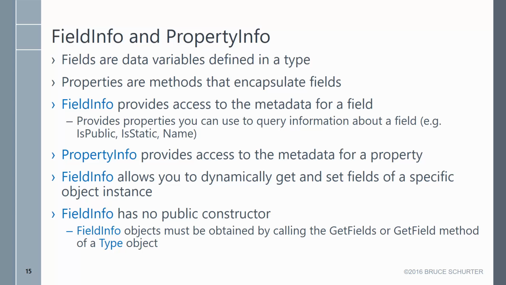FieldInfo allows you to dynamically get and set fields of a specific object instance. And FieldInfo has no public constructor, so to get a FieldInfo, you have to call either GetFields or GetField. And the same goes with PropertyInfo. There is no direct constructor you can call to build one, so you'll have to call either GetProperty or GetProperties to get a given PropertyInfo.